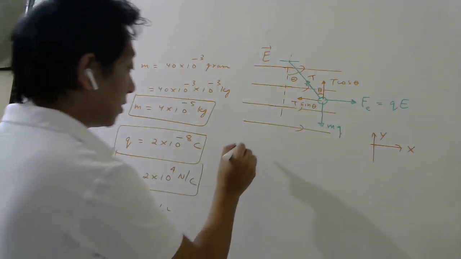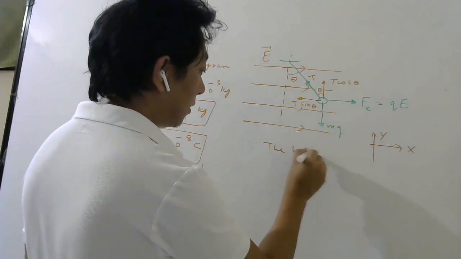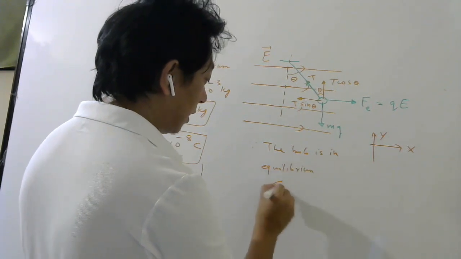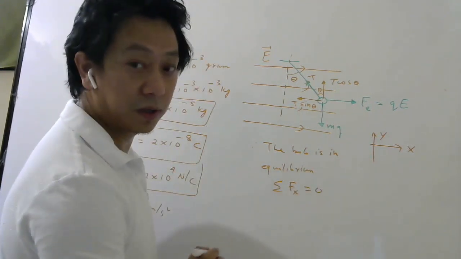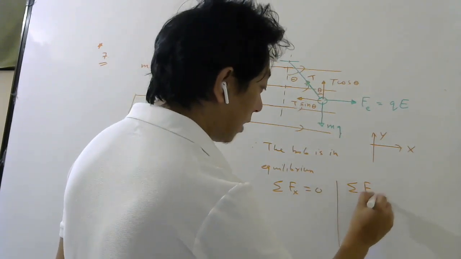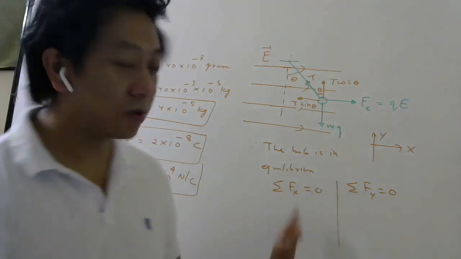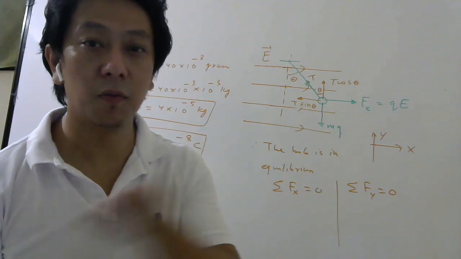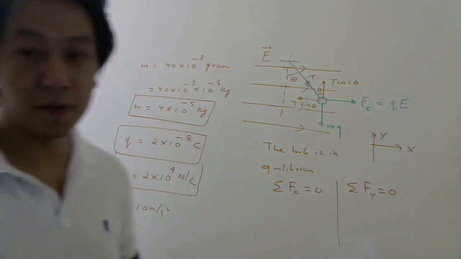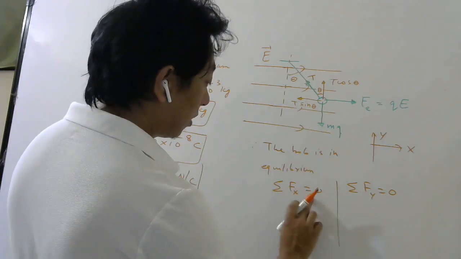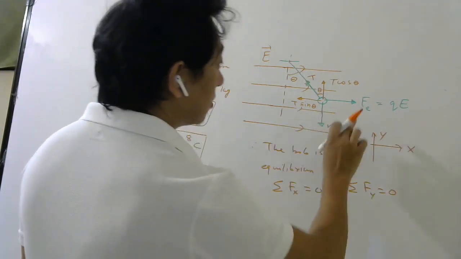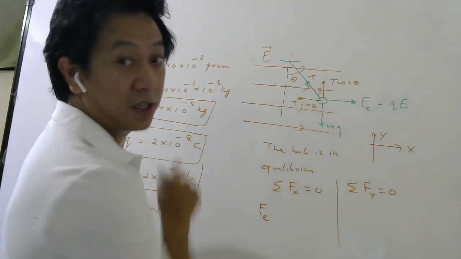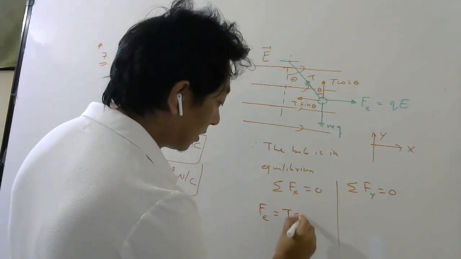Understood? So since the bob is in equilibrium at rest, net force along the x-axis should be 0. Also, net force along the y-axis should be 0. If one of them is not 0, then there will be some net force, so the body will accelerate along either x or y. But the question said the body is in equilibrium. Now, why will the net force along x be 0? This is my x-axis. So here one force is there, Fe. Opposite, there is one force, T sine theta.